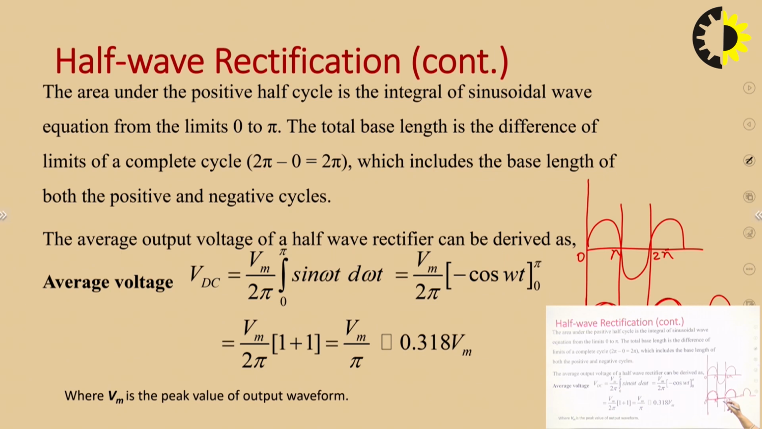So V average means we have to take the voltage at all the instants. Here the voltage output is 0, but here the voltage output is Vm sine omega t. This is the voltage output here. So for taking the average, what we have to do, we have to collect all the voltage output at all the instants from 0 to 2 pi, and we have to integrate all these instants from 0 to 2 pi, and after that we have to divide by the interval.